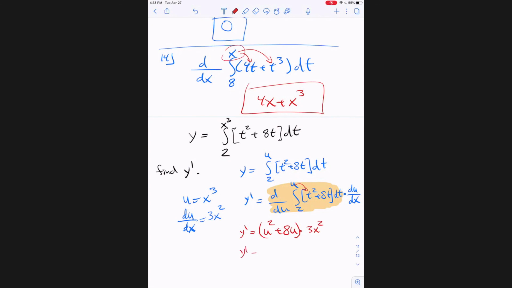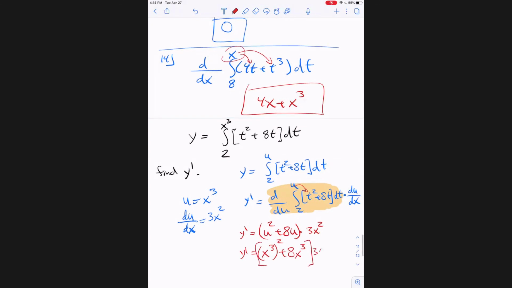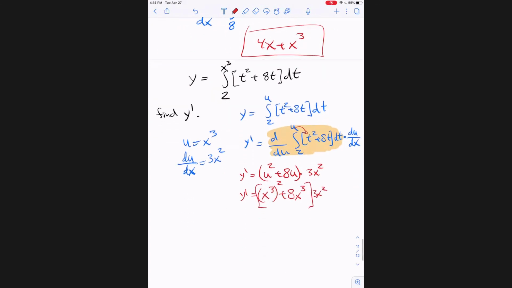Now what is u? It's x cubed. So x cubed squared plus 8 times x cubed, the whole thing times 3x squared. So y prime is equal to x to the sixth plus 8x to the third times 3x squared. I guess you can keep going on this, but we'll leave it like this for now. That's fine. If you distributed it, that's fine as well.